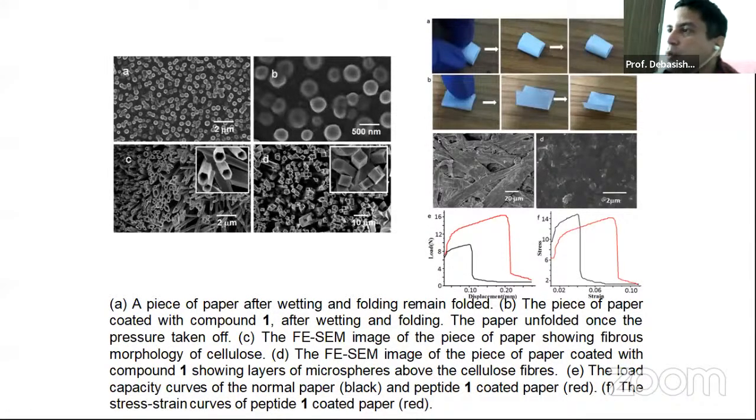So even if you fold the paper and put it in water, take it out, the paper unfolds itself. So it completely repels the water. We have studied by scanning electron microscopy, and we found that this hybrid compound microsphere is now on the surface of the cellulose fiber of the paper, and that makes this paper very hydrophobic. Not only hydrophobic, it increases the mechanical strength of the paper, a huge mechanical strength change.